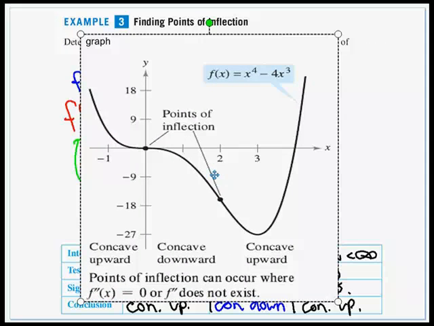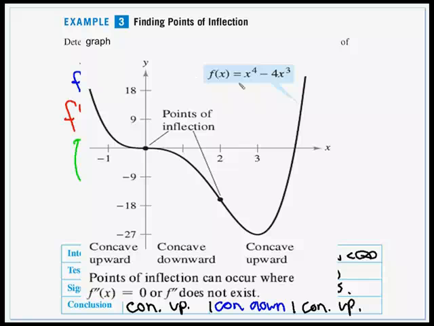So here is our graph. We took the second derivative of this function, and we found a couple numbers. Those numbers were 0 and 2, and those were our points of inflection. So in our first interval from negative infinity to 0, we plugged in a test value and got a positive result. So here we are concave up.